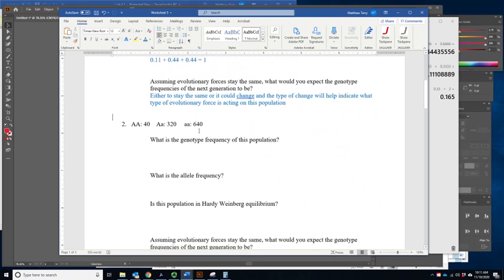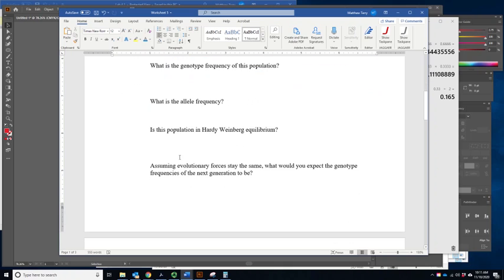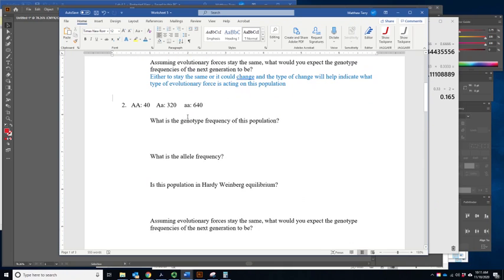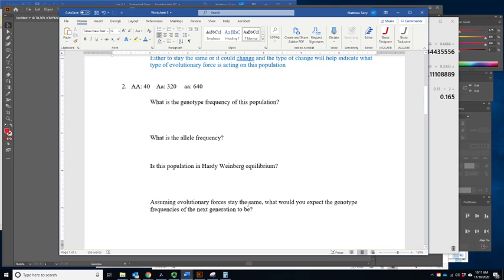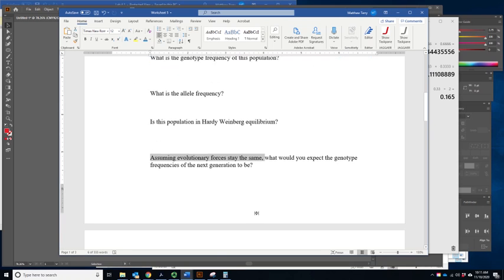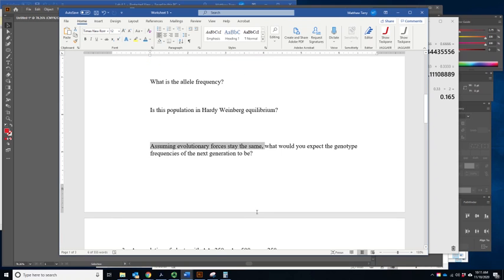Okay, I'm going to allow you to do number 2 the same way. So walk through it. Should be pretty straightforward for these first 3 parts. This last part, remember, if it's in Hardy-Weinberg equilibrium, then you would expect it to stay at Hardy-Weinberg equilibrium unless there's some change. But we're asking here what would happen if those evolutionary forces remain unchanged. So if it's in Hardy-Weinberg equilibrium, then they would just remain unchanged.